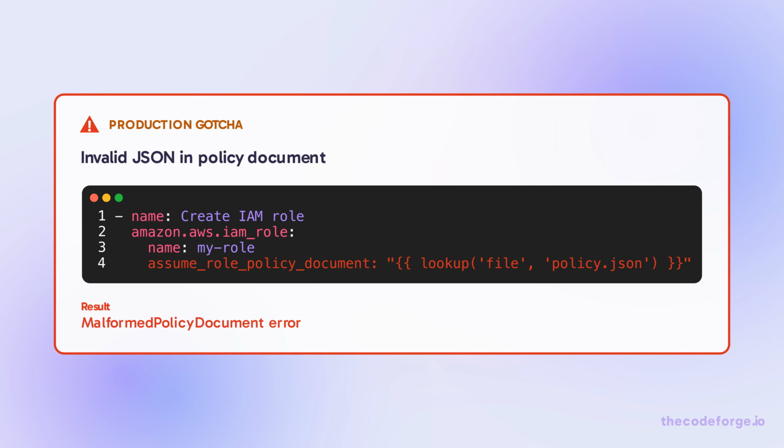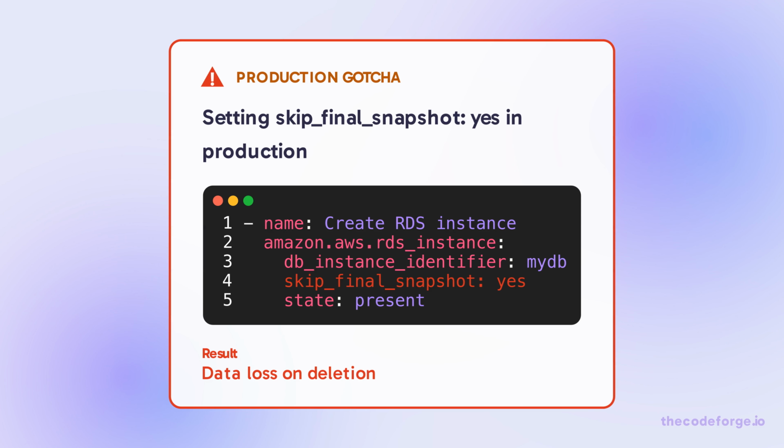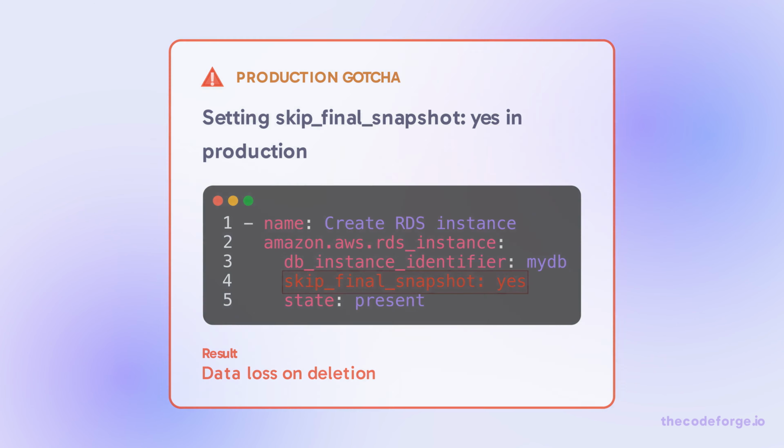If the JSON file has a trailing comma or invalid syntax, the module fails. Validate the JSON with a set_fact task before applying. Never set skip_final_snapshot to yes in production. If the instance is deleted, you lose all data. Always create a final snapshot with a unique identifier.